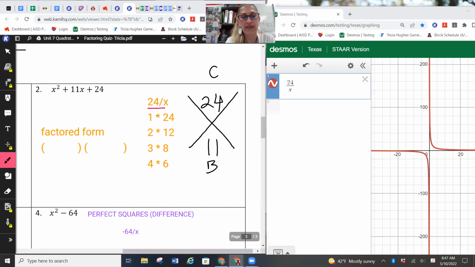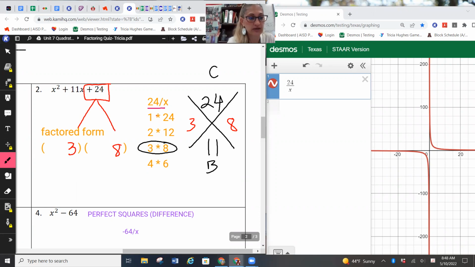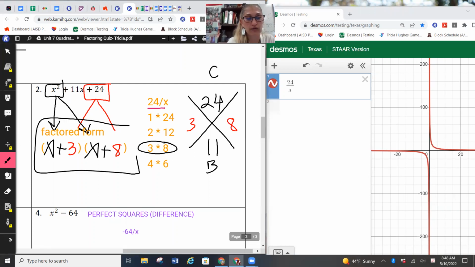So we find the combination that multiplies to 24 and adds to 11, which is 3 and 8. You found the numbers. So the 2 numbers that multiply to 24 and add to 11 are 3 and 8. And the two numbers that multiply to x squared are x and x. And both of these were positives. And that's your factored form.